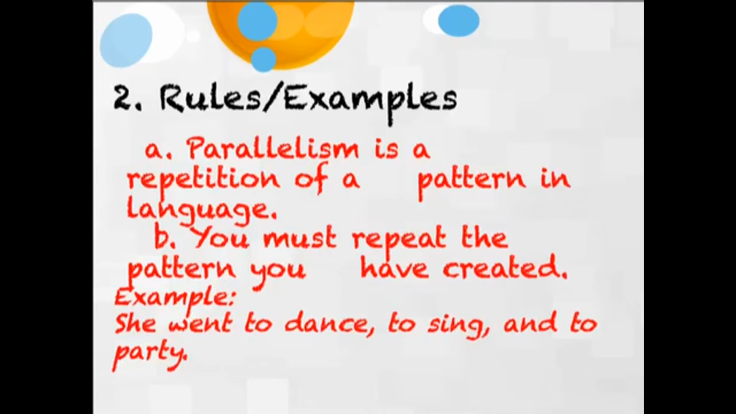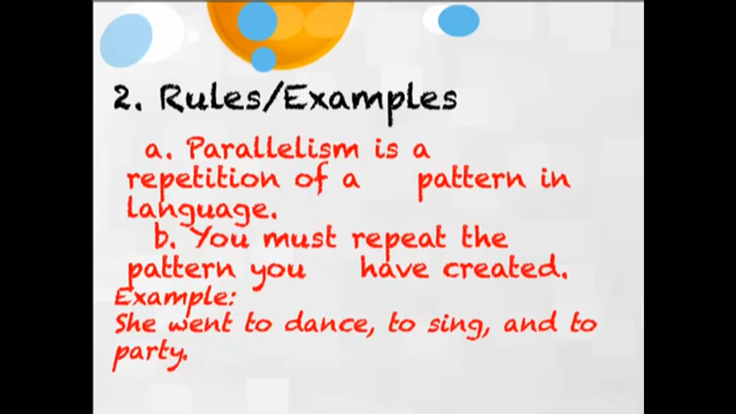Okay, back to our notes now. Rules and examples box. Rule number 1, sort of a description of what parallelism is, which I've said previously, but parallelism is a repetition of a pattern in language. Rule number 2, you must repeat the pattern you have created. So whatever pattern you create, in order to have parallelism, you have to repeat it.